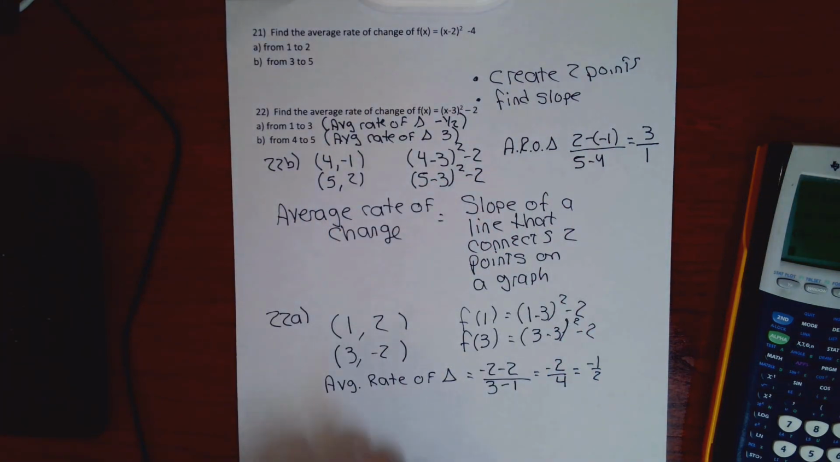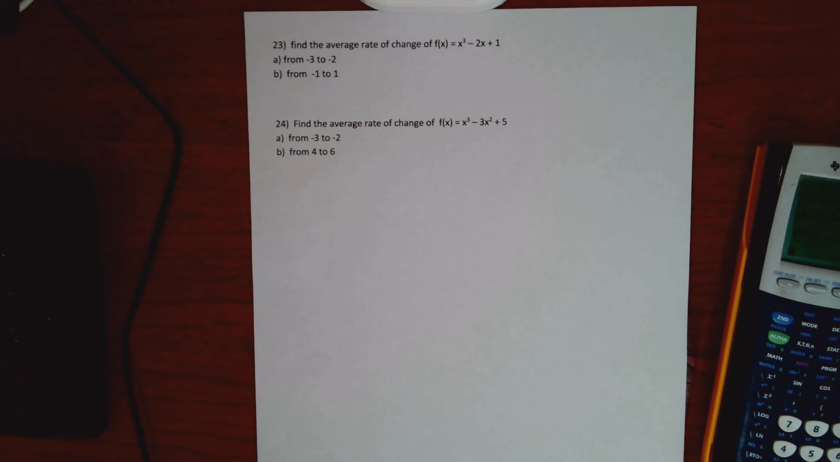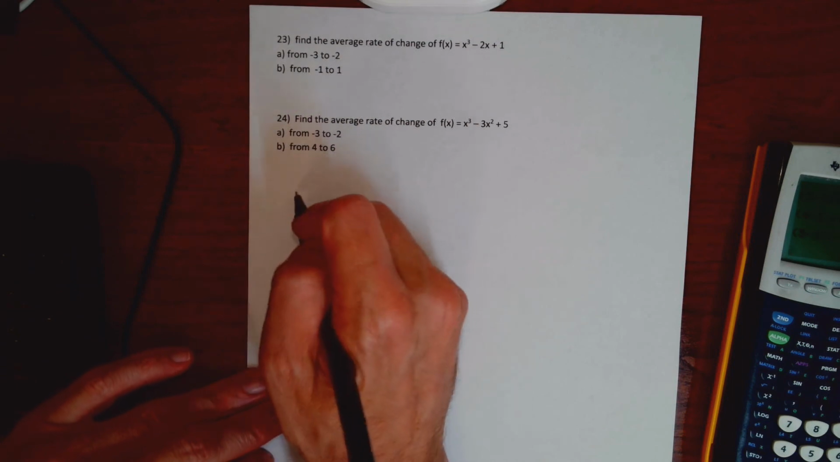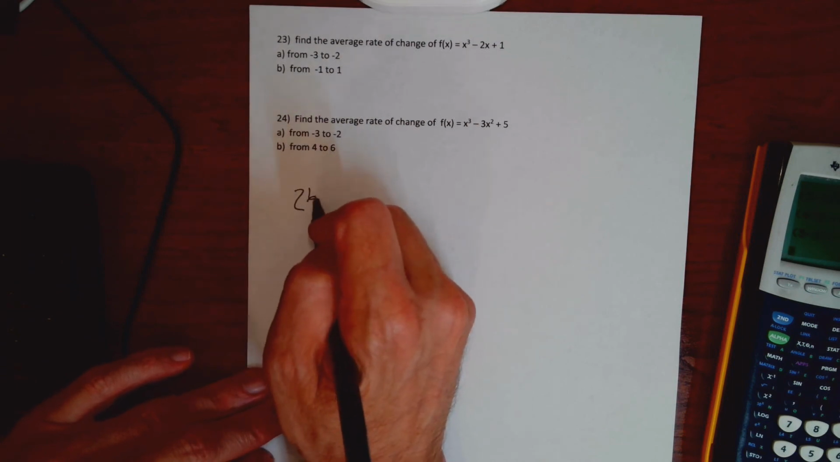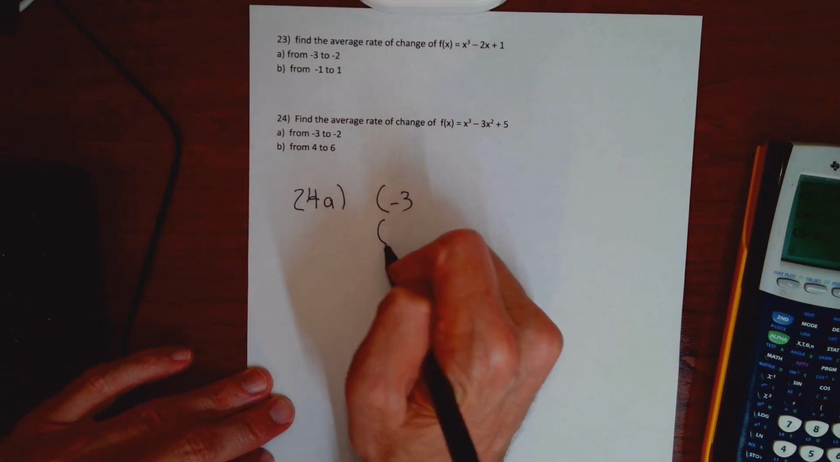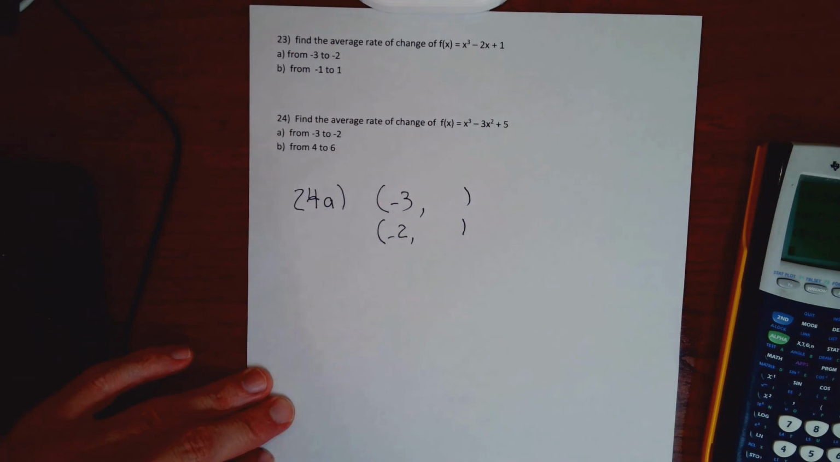There's 2 more problems on my paper here. I'm just going to do part A, hardly worthy of doing both of them. So for 24a, I want to find the average rate of change of the given function between x equal to negative 3 and x equal to negative 2, even though it doesn't say x, it's implied.